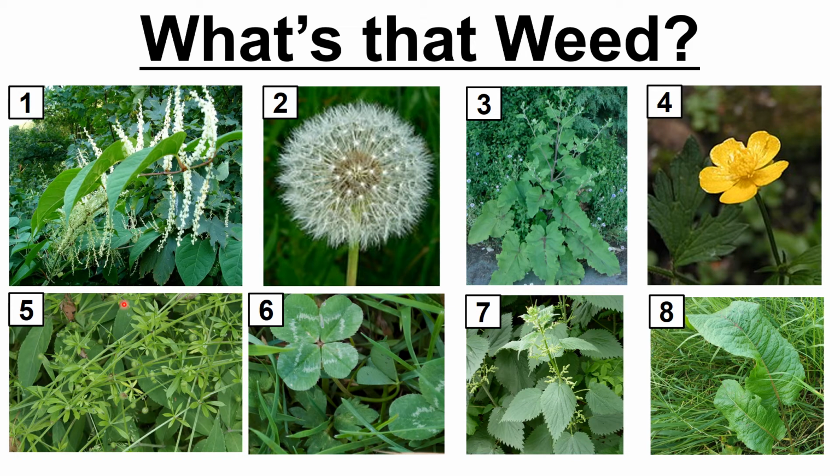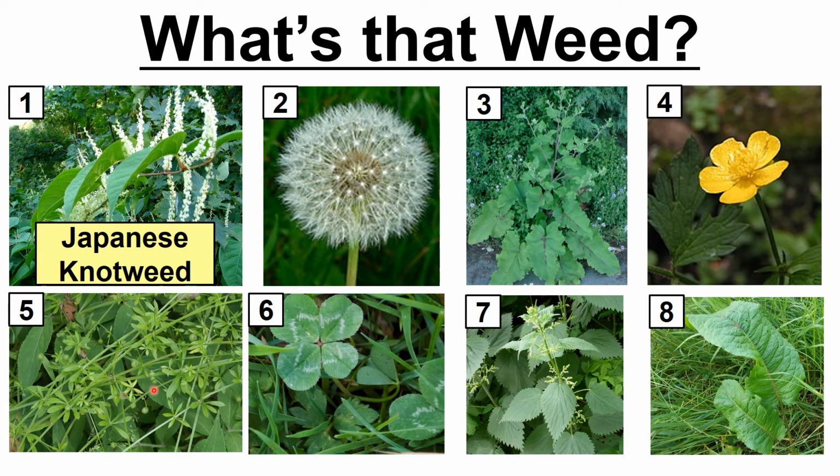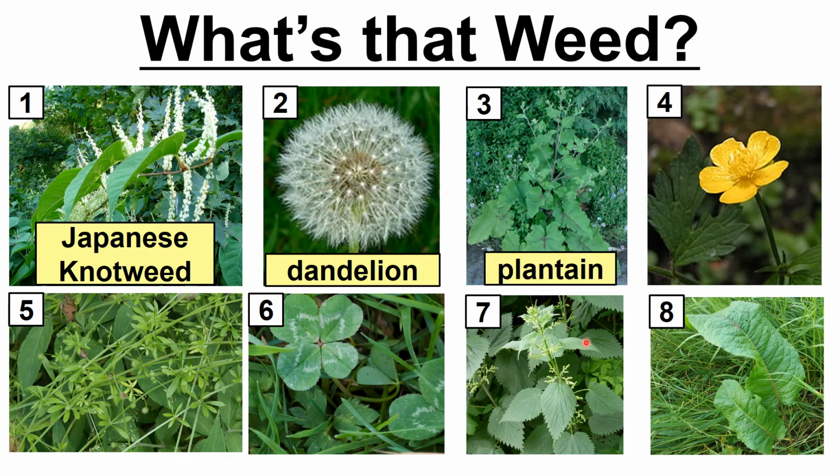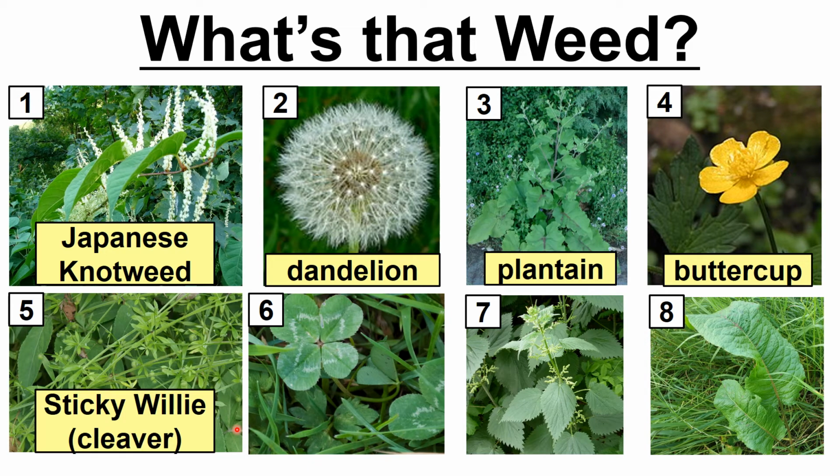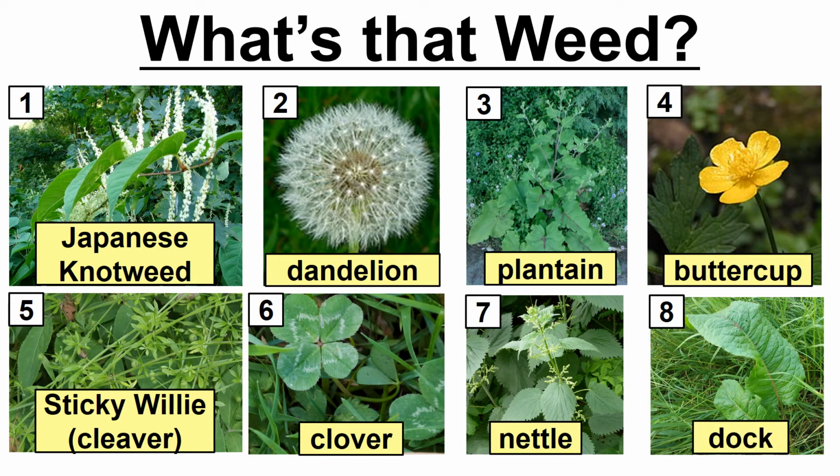So number 1 is something we'll talk about later on in the course when we get on to invasive species. That is Japanese knotweed. Number 2 is dandelion. Number 3, I didn't actually know this one, that's plantain. Number 4, buttercup. 5, you'll probably recognise this, that is called sticky willy, or the more scientific term is cleavers. 6 is clover. 7, nettle, and then 8, the last one here, that is dock.